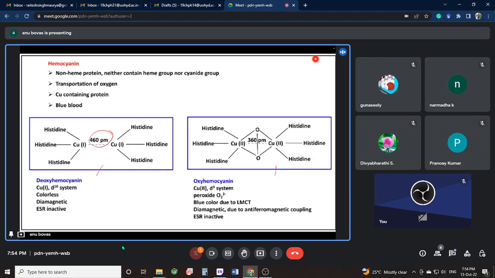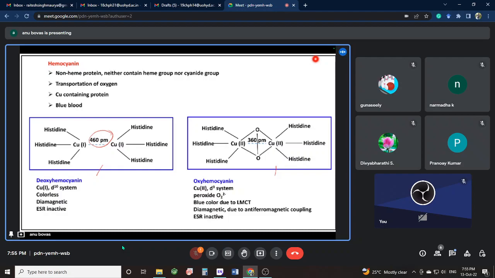The only difference is that the first one, the deoxy state, is copper 1, the oxy state is copper 2, and the attachment is peroxide. So they can ask in myoglobin, oxymyoglobin, what is the attachment, and in oxyhemocyanin, what is the attachment. So the attachment is superoxide and peroxide. These are the questions they can ask from this particular hemocyanin part.